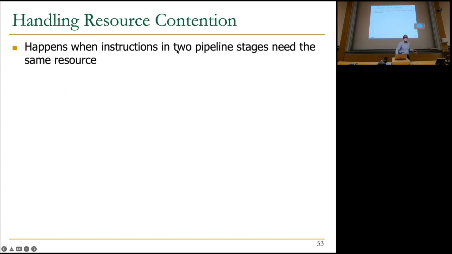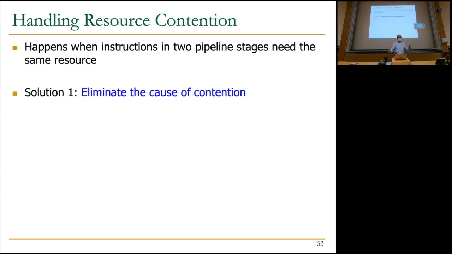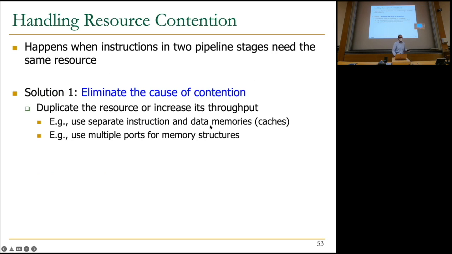So basically, resource contention happens when two instructions in two pipeline stages need the same resource, right? That's the issue. It also happens when one instruction in the same pipeline stage needs multiple resources, but we kind of handled that in single-cycle and multi-cycle architectures as well. It's the same thing. But if two instructions in different pipeline stages need the same resource, there are multiple potential solutions. One is to eliminate the cause of contention. Clearly, this is hopefully obvious. Actually, both of these are obvious. But basically, how do you eliminate it?